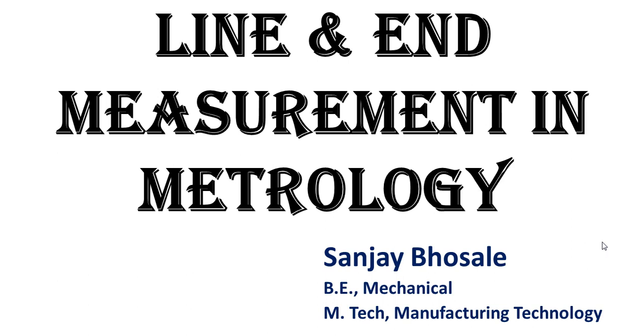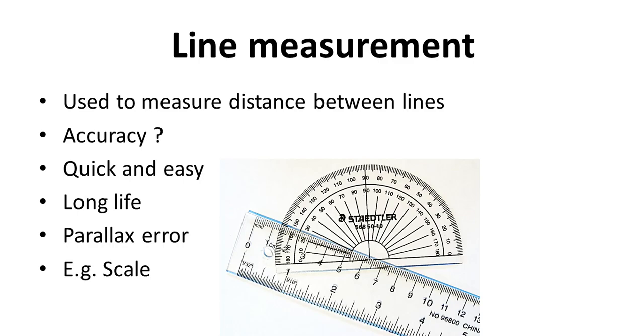In this lecture, I am going to explain line and end measurement in metrology. Let's start with our lecture. Our first slide shows there are two basic instruments. This is called a scale and this we call a protractor. On this scale and protractor, there are so many lines with which we take the measurement. That is the reason we call it line measurement, because we take help of lines in this measurement.